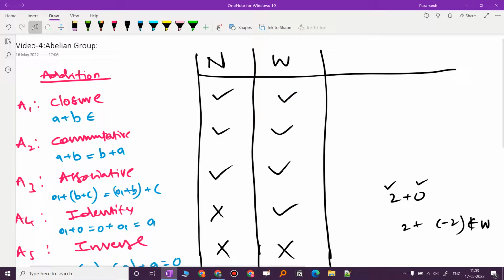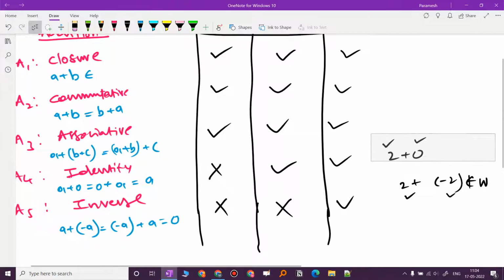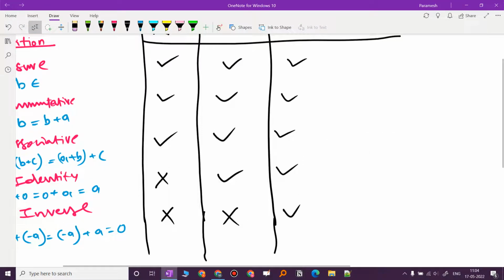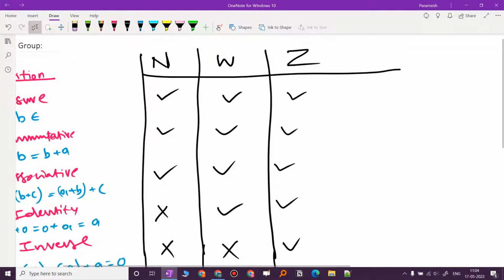Next, integers. Integers have negatives also. The integer set satisfies all the properties of whole numbers, and it has one more property, that is additive inverse. Why? Because here 2 and minus 2 are both integers. So minus 2 comes for the additive inverse, and minus 2 is an integer only. So the integer set satisfies these 5 properties.